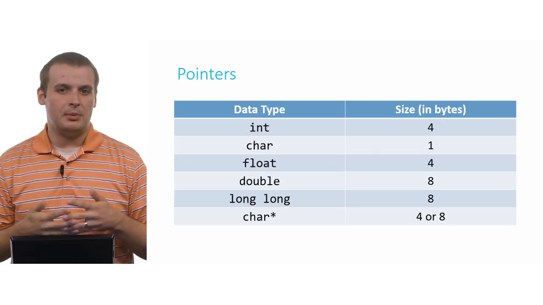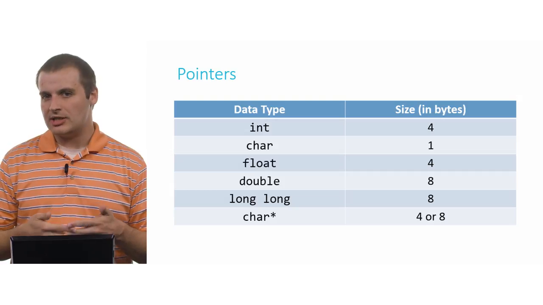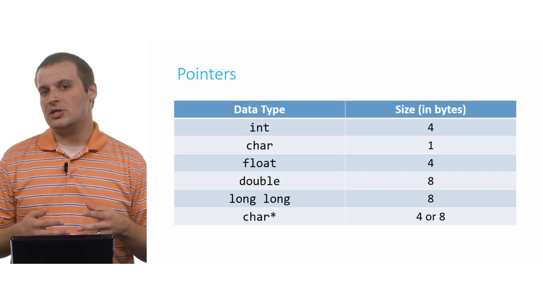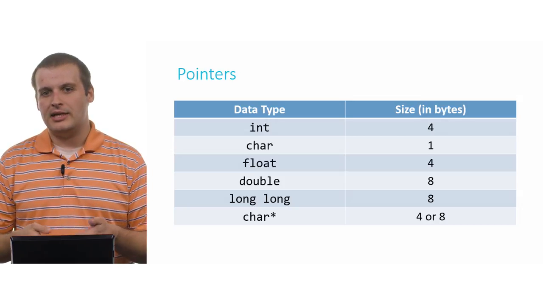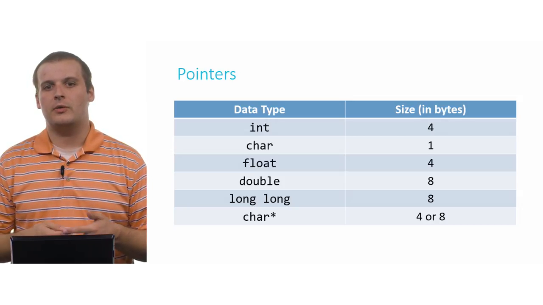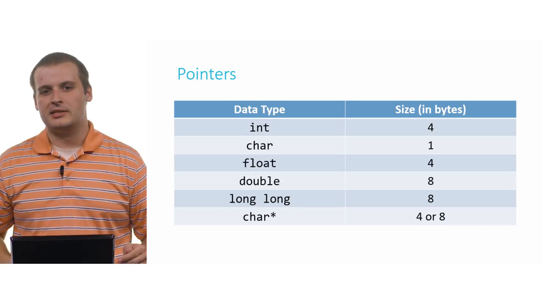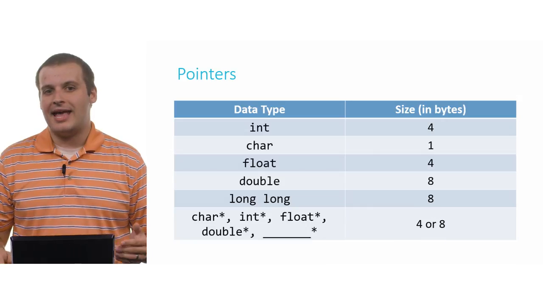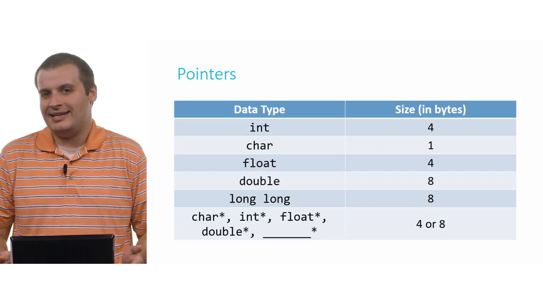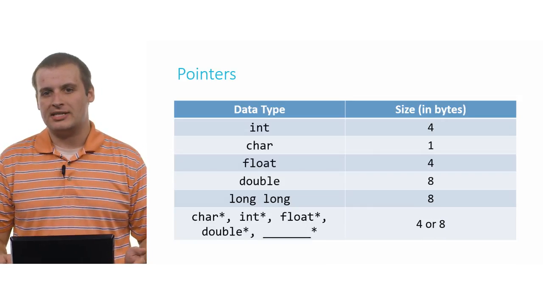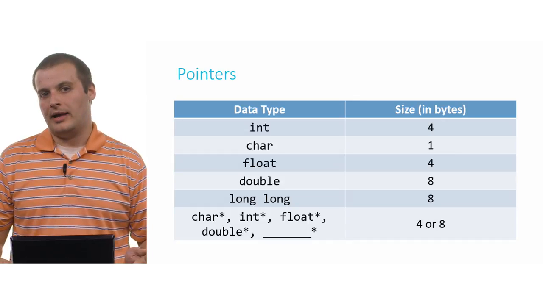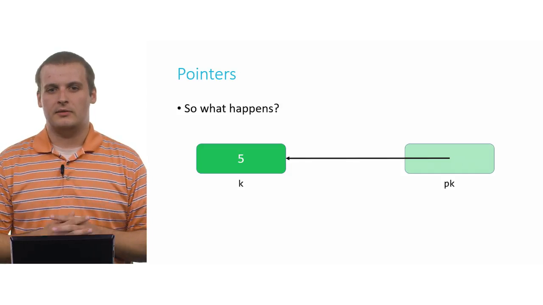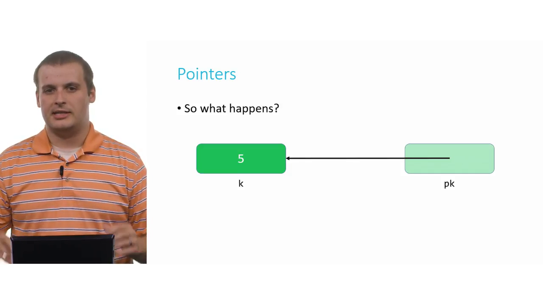If you're using CS50 Appliance or you're using any 32-bit machine, and you've heard that term 32-bit machine, what is a 32-bit machine? Well, it just means that every address in memory is 32 bits long. And so 32 bits is 4 bytes. So a char star is 4 or 8 bytes depending on your system. And indeed, a pointer to any data type, since all pointers are just addresses, is 4 or 8 bytes. So let's revisit this diagram, and let's conclude this video with a little exercise here.